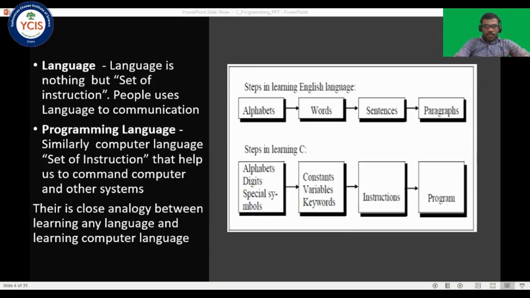Similarly, learning C is very simple and easy. So instead of writing a program straight away, first of all you have to learn what alphabets, numbers and special symbols are used in the C language. Then, using these alphabets, digits and special symbols, learn how to construct constants, variables and keywords. Then, using the constants, variables and keywords, learn how to form an instruction. And a group of instructions is nothing but a program.